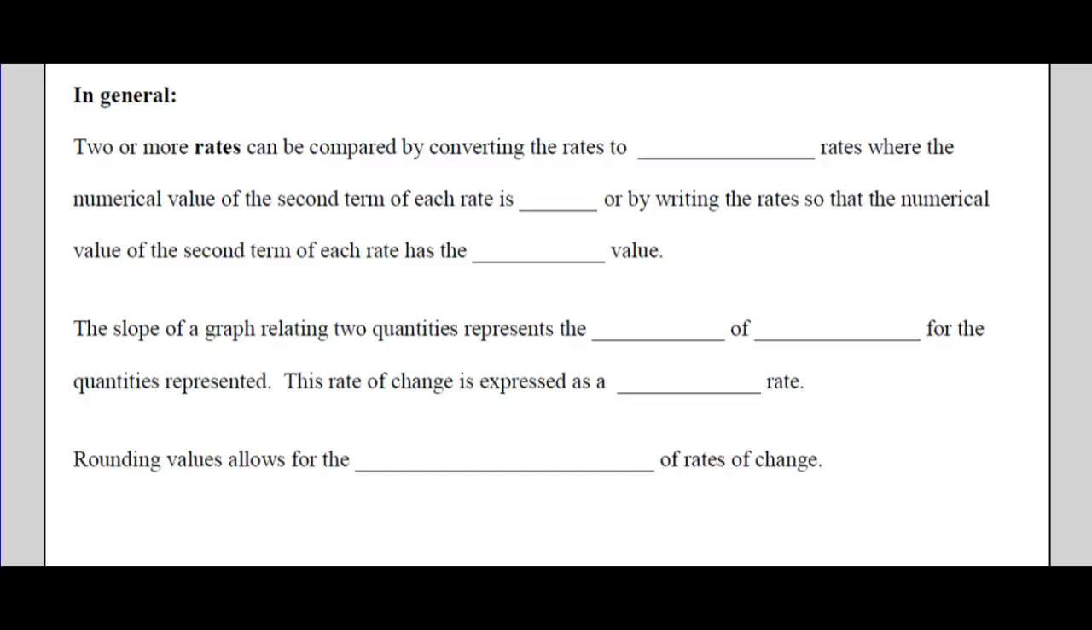In general, 2 or more rates can be compared by converting the rates to unit rates, where the numerical value of the second term of each rate is 1, right? 1 hour, 1 minute, 1 liter. Or by writing the rates so the numerical value of the second term of each rate has the same value. So dollars per 100 grams, dollars per 100 milliliters.